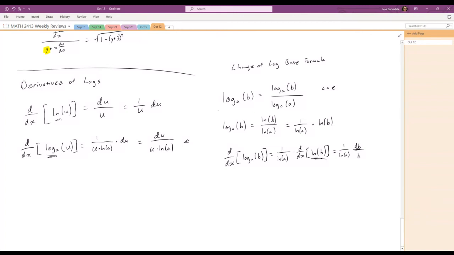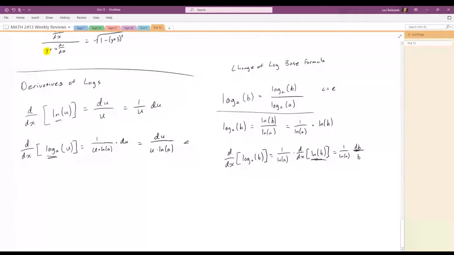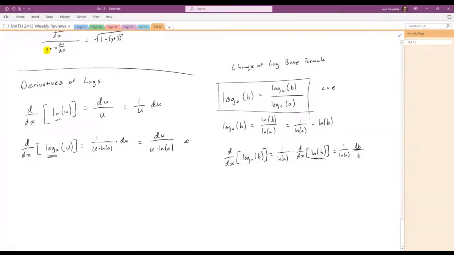But basically, here's your change of log base formula. It's how we get the second equation from our first. You can write it down if you want. It might come up very occasionally, but hardly ever, in my experience at any rate.